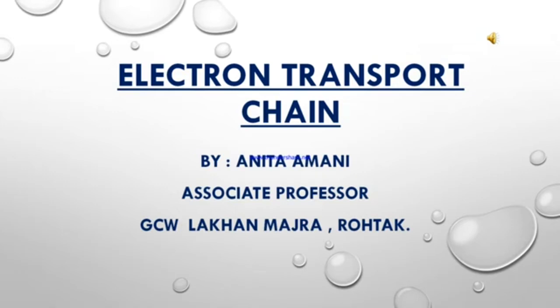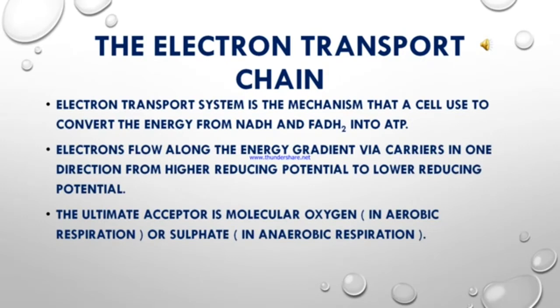Today our topic of discussion is the electron transport chain. The electron transport chain, or electron transport system, is the mechanism that a cell uses to convert the energy from NADH and FADH2 into ATP. Electrons flow along the energy gradient via carriers in one direction, from high reduction potential to lower reduction potential. The ultimate acceptor is oxygen, molecular oxygen in aerobic respiration, or sulfate in anaerobic respiration.